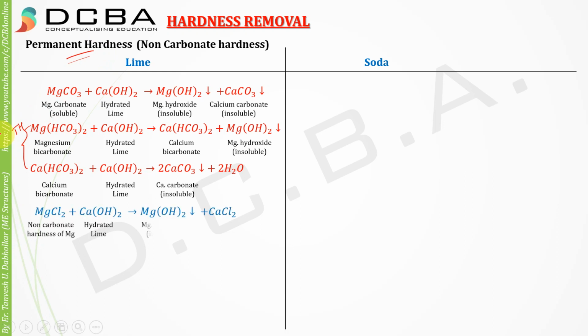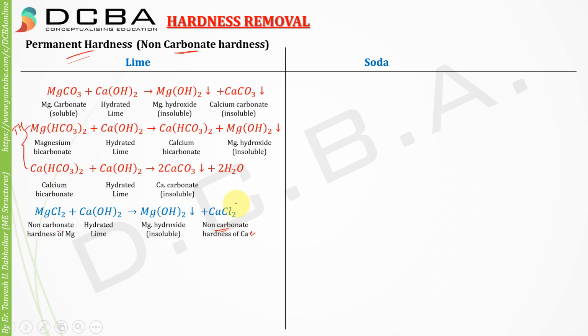Now we come to the non-carbonate hardnesses, that is, non-carbonate hardness of magnesium. One form of it is magnesium chloride. When it reacts with the hydrated lime, it is going to form magnesium hydroxide, insoluble, plus non-carbonate hardness of calcium. So this hydrated lime is not removing the non-carbonate hardness. It is reacting with non-carbonate hardness of magnesium, but it is merely converting it into non-carbonate hardness of calcium.